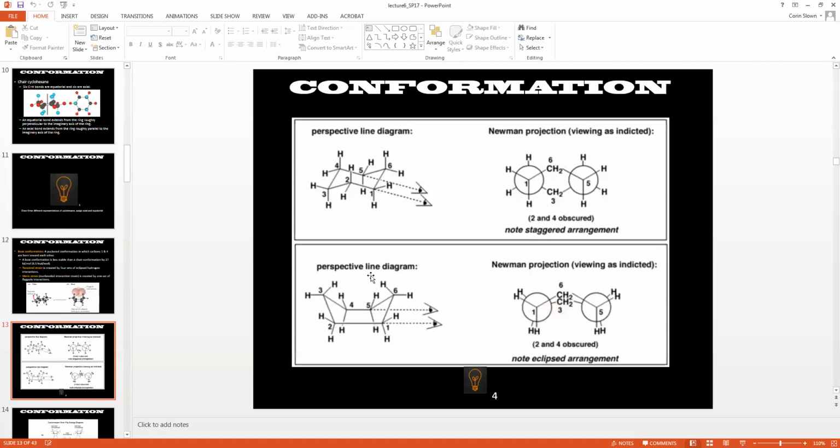If I look at the perspective line diagram for a Newman projection, I can also see the way that I would represent those interactions. And again, here you can see staggered, where everything is as far apart as possible, and here is where it is eclipsed.